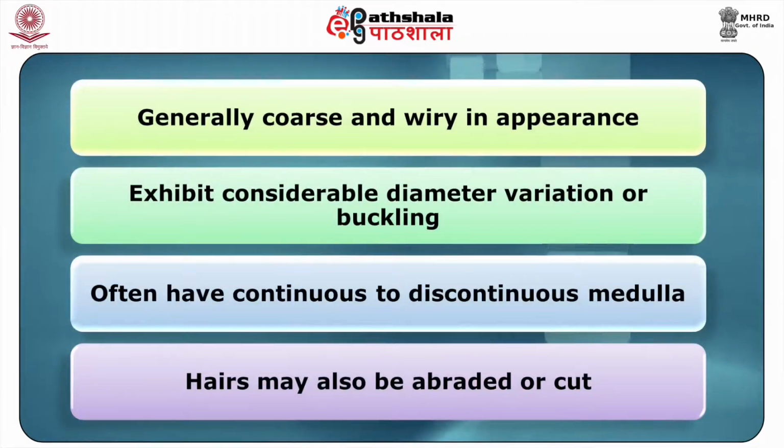The pubic hairs are generally coarse and vary in appearance. They exhibit considerable diameter variation or buckling and often have a continuous to discontinuous medulla. While tapered tips are common, these hairs may also be abrupt or cut. The roots are frequently present with follicular tags and their stiff structure.